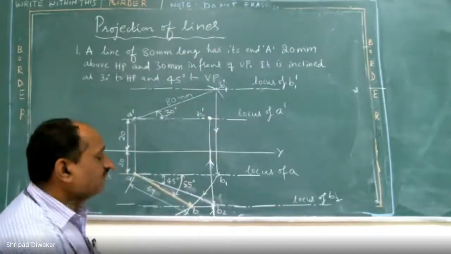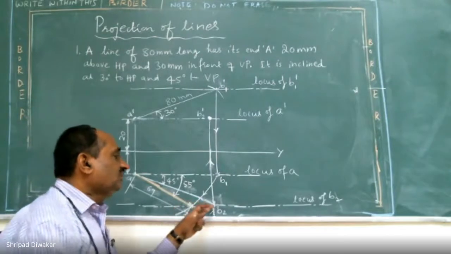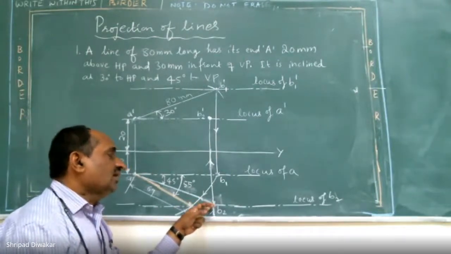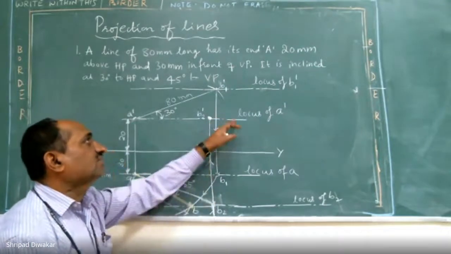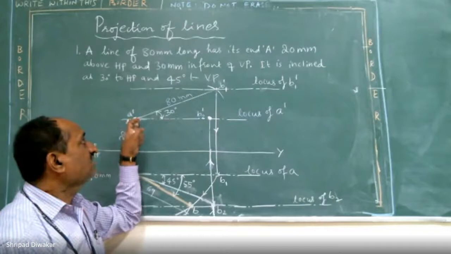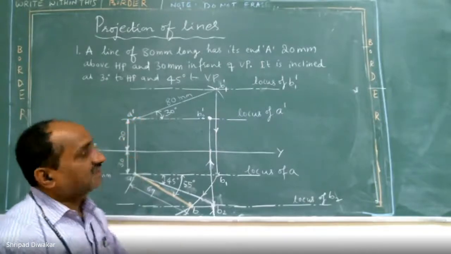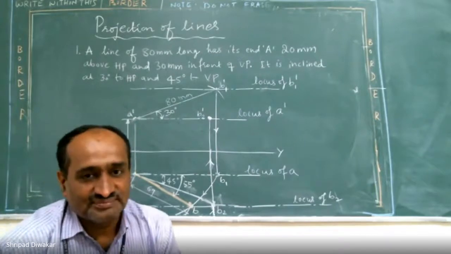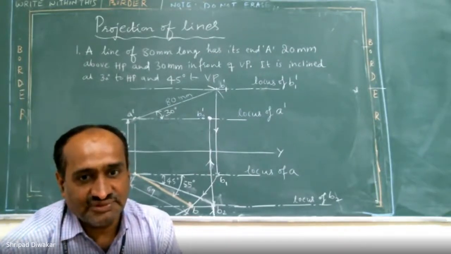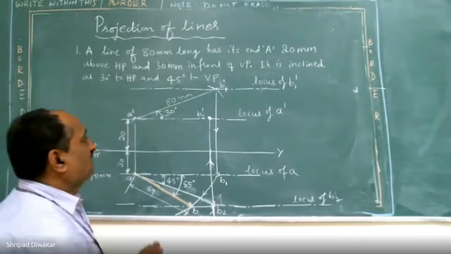Like that, you remember. So next step, from B2, draw a vertical line. It cuts the locus of A dash. Here is my locus of A dash because you are drawing the line. Can you tell me how to complete this problem? Anybody? How to get apparent length in front view? So we will take the distance of A dash and B2 dash. Correct. Okay, next step.